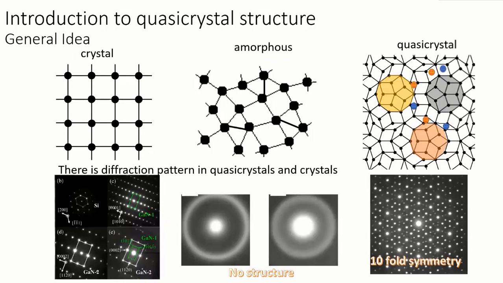So as a brief introduction, we can classify different structures based on the aperiodicity that they have. First of all, there is the crystal. A crystal shows a Bragg reflection or diffraction pattern, and we have amorphous systems, which don't show any diffraction pattern, and quasiperiodicity.